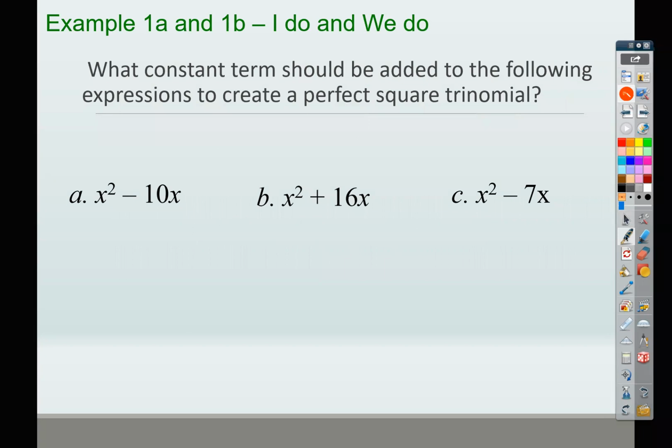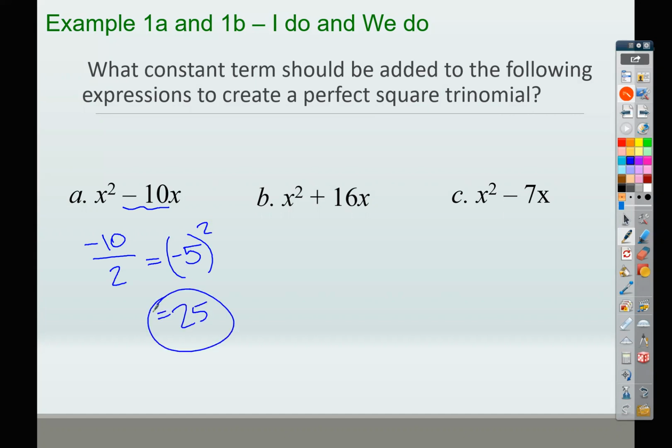Number one, what constant term should be added to the following expressions to create a perfect square trinomial? Think back to what a perfect square trinomial is. You can write it as a difference or sum of squares. So this is what you do. You take the linear term, the negative 10, divide that by 2, and then square it, and you get 25. That's all you do. So if I wrote plus 25 here, that would create a perfect square trinomial.